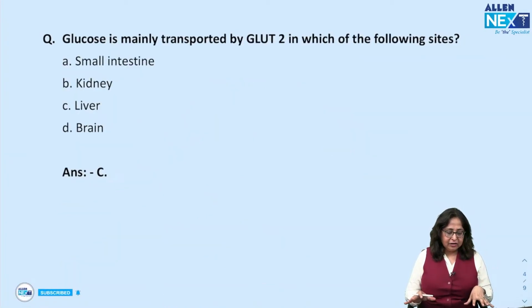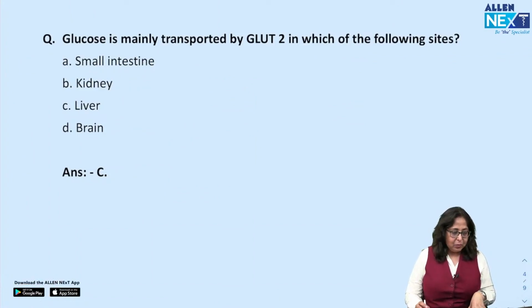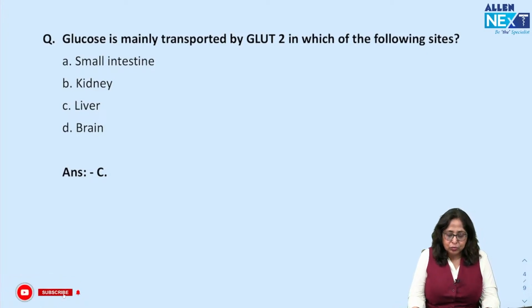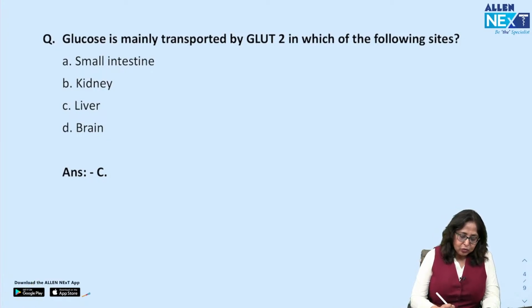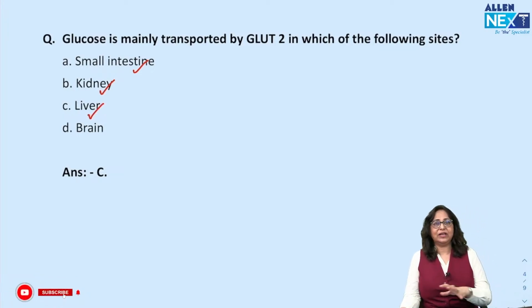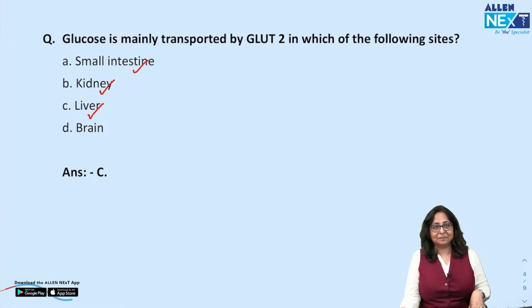Now, there are two versions of this question. I will tackle both. One recall says that glucose is mainly transported by GLUT2 in which of the following sites? Now, GLUT2 will be present in the small intestine, in the kidney, in the liver. So it's present in all the three areas. So then how do I choose which is the correct answer?